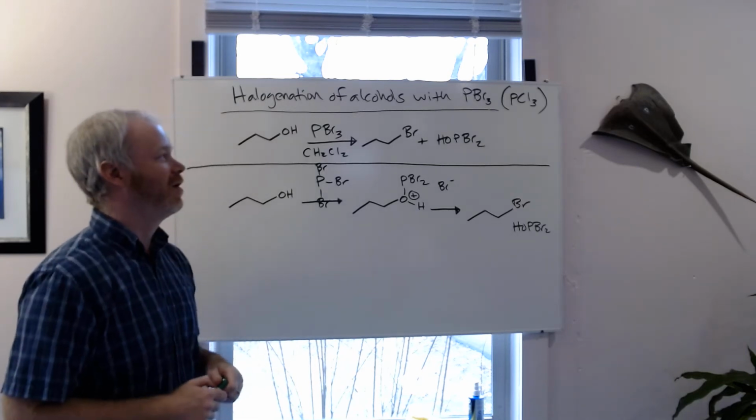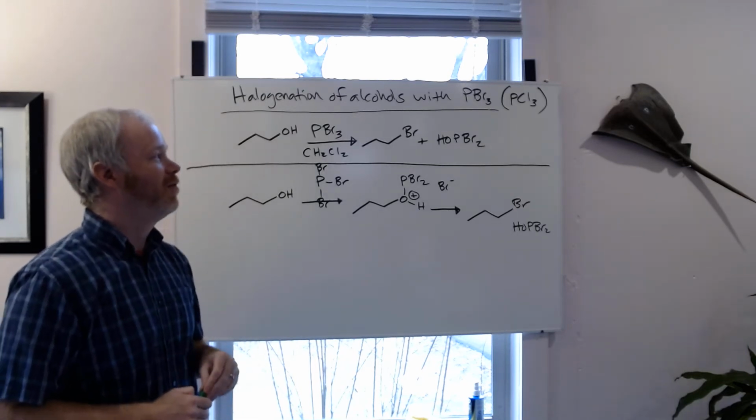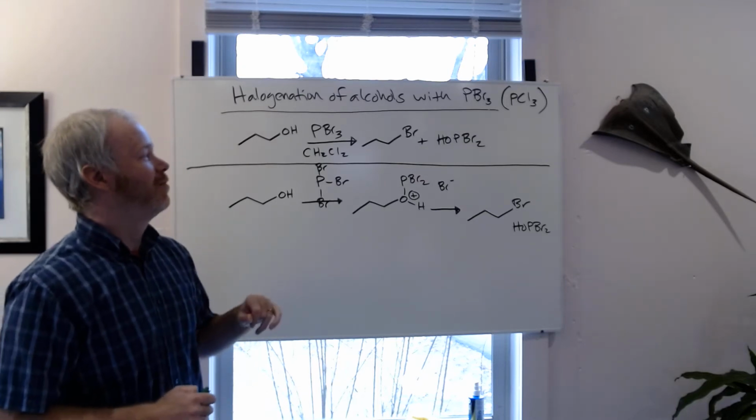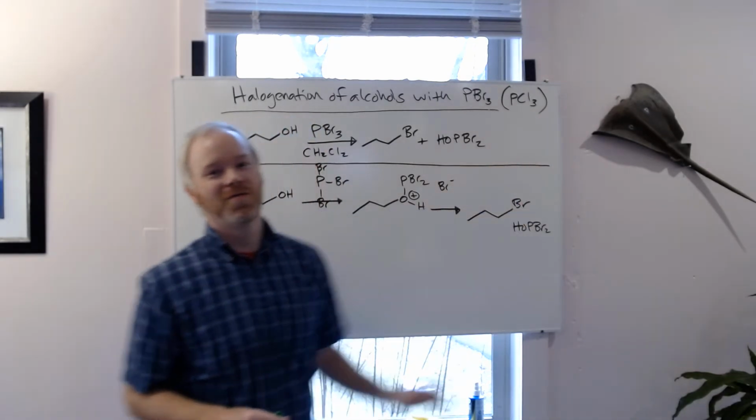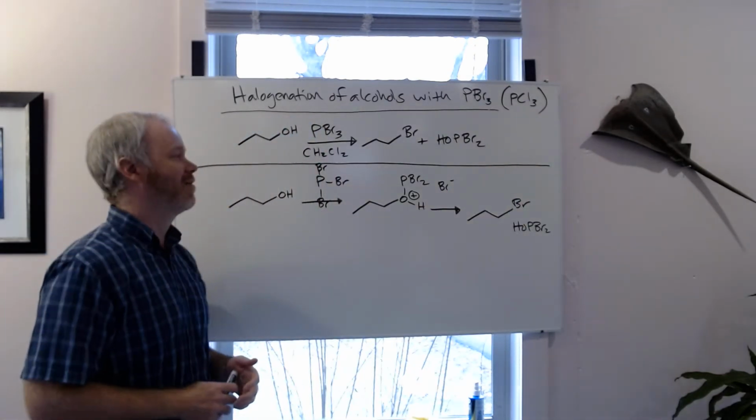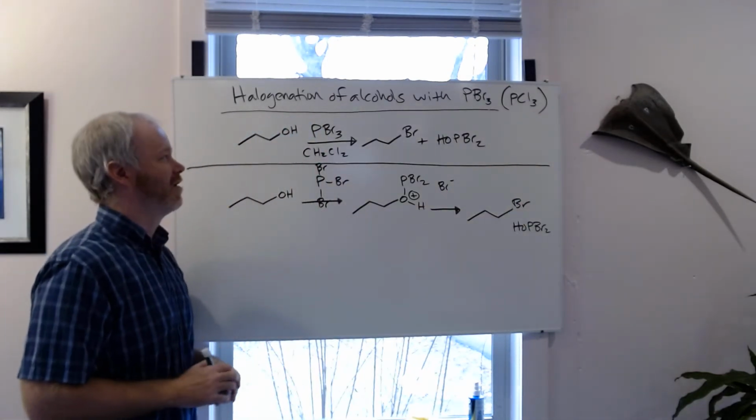One of them is with phosphorus tribromide, PBr3. That'll add a bromine on in place of the alcohol. PCl3 works as well and follows the exact same mechanism, just with chlorine instead of bromine.